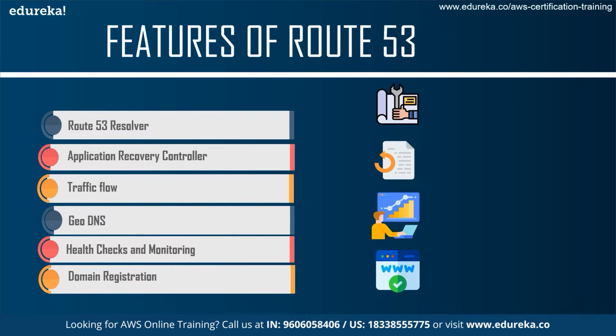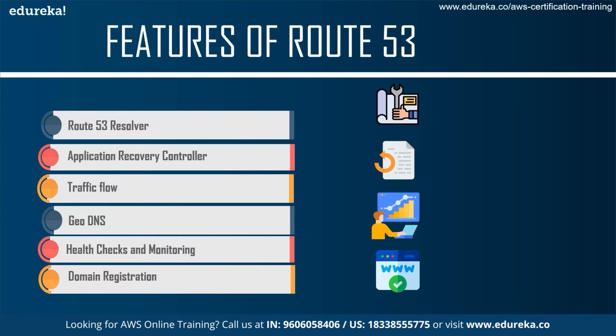So, traffic flow is basically an easy to use and cost effective global traffic management system, right? This is done basically to route end users to the best endpoint for your application based on geo proximity, latency, health, etc. So the next thing we talk about is the geo DNS.